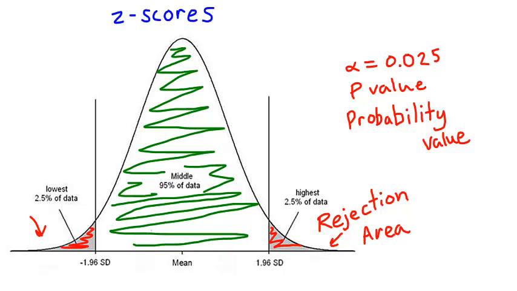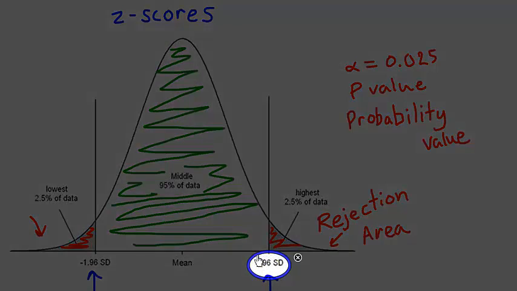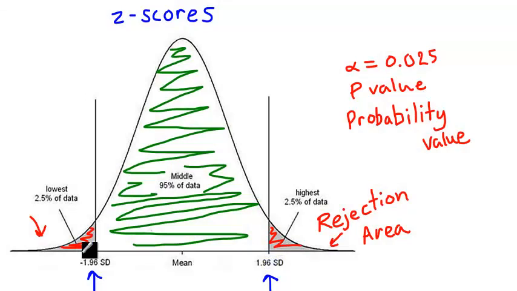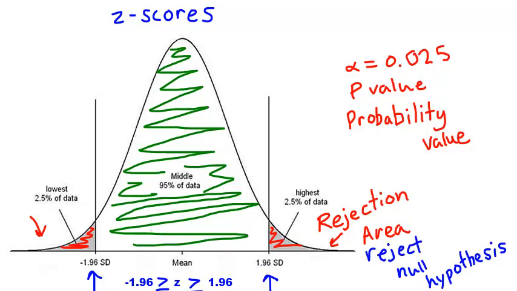Okay, so let's look at the z-scores. The z-scores are located 2 standard deviations away from the mean. So the 1.96 down here, that's a z-score, and the negative 1.96 on the other side. So we say that if the z is less than or equal to negative 1.96 or greater than or equal to 1.96, then we can reject the null hypothesis.